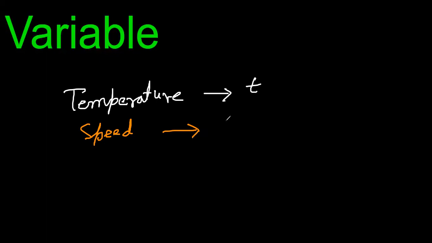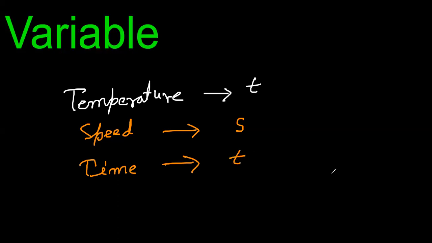If you are going by car, you can go slow, you can go fast. So it is changing constantly, isn't it? So that is also a variable. We can represent it by the letter S. Once you reach there in the stadium, you want to check how much time it took to reach. All right. See, you are doing your regular daily activities, but you are dealing with these variables.